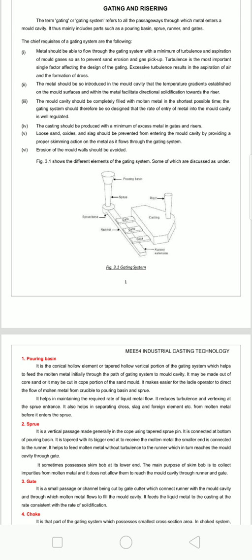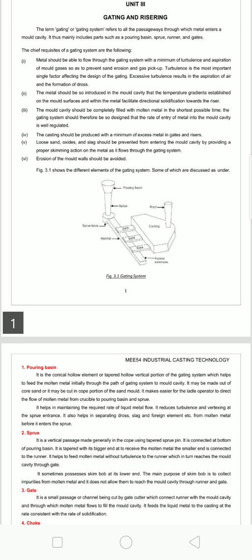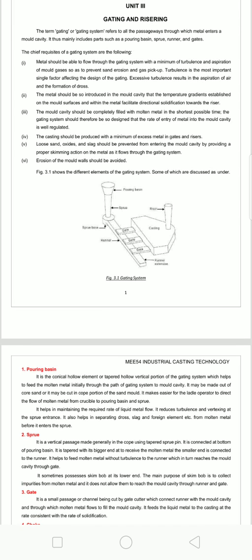So, in the figure: pouring basin, pouring cup, then sprue base or sprue down, then runner, ingate, then casting cavity, nothing but the mold cavity. In turn, it becomes a casting cavity and a riser. Along with this, these are all the different elements of the gating system.